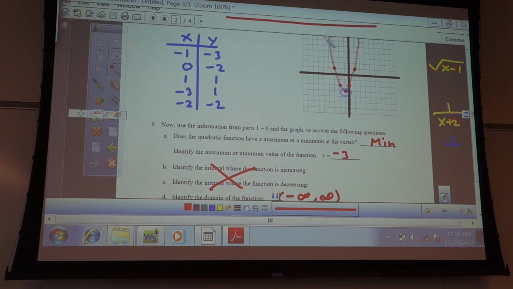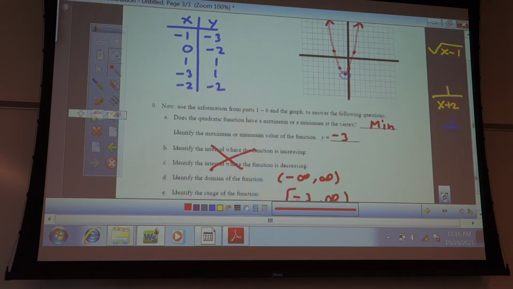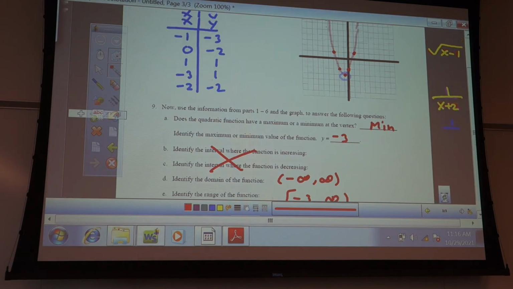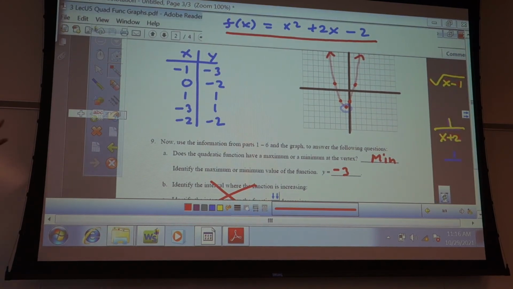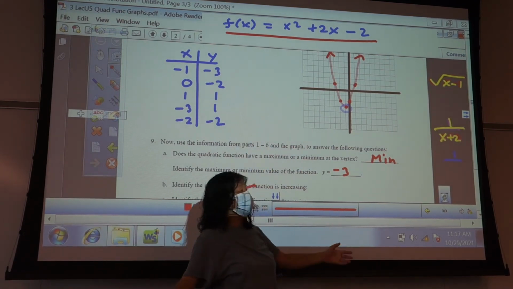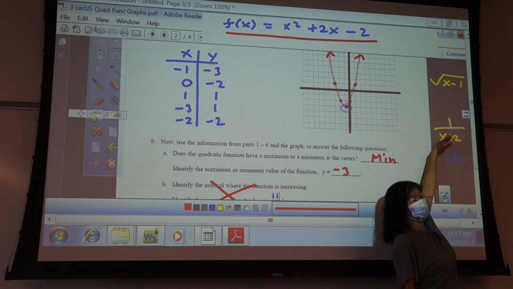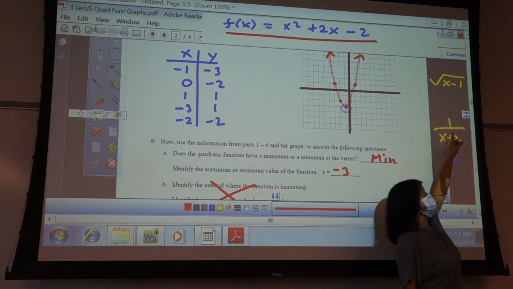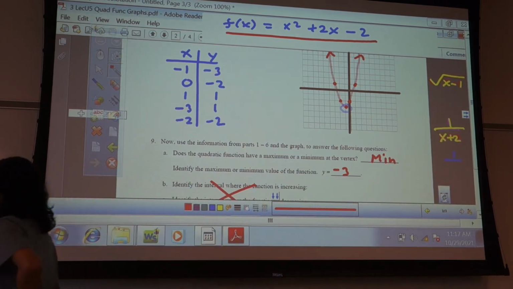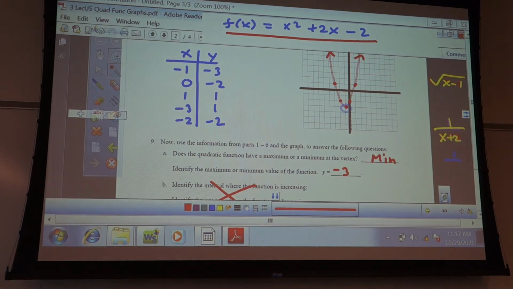So you could also find the domain from the graph, right? You could say, oh look, it goes up and to the left forever and up to the right forever, so it's negative infinity to positive infinity. But I do want everybody to be familiar with the concept that whenever we're talking about functions, the domain is going to be all real numbers, x can be anything, unless it falls into one of these two restrictions: a square root of something with x in it, or dividing by something with x in it. That will help you the rest of the semester.